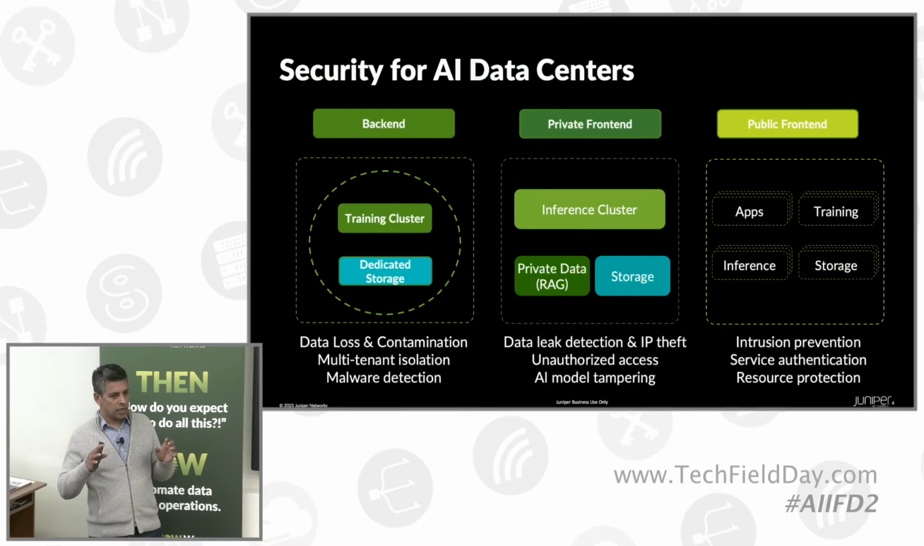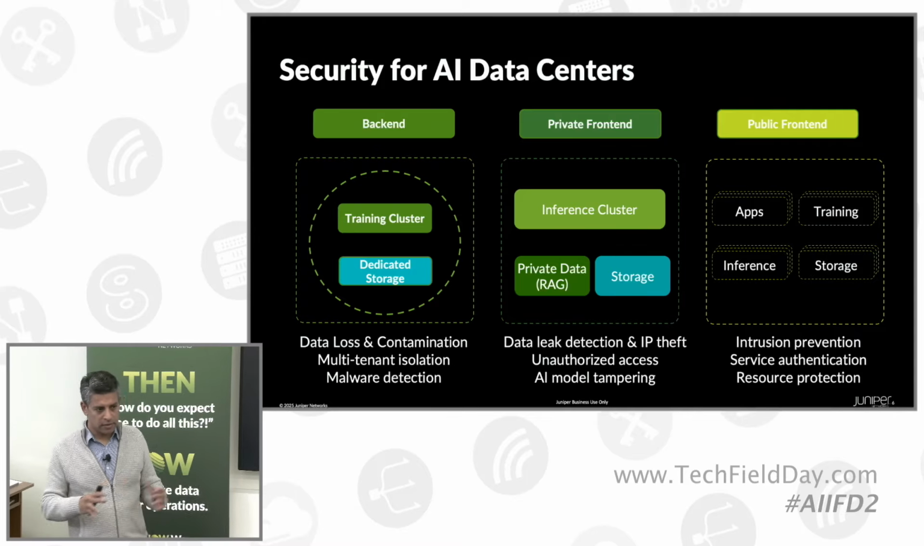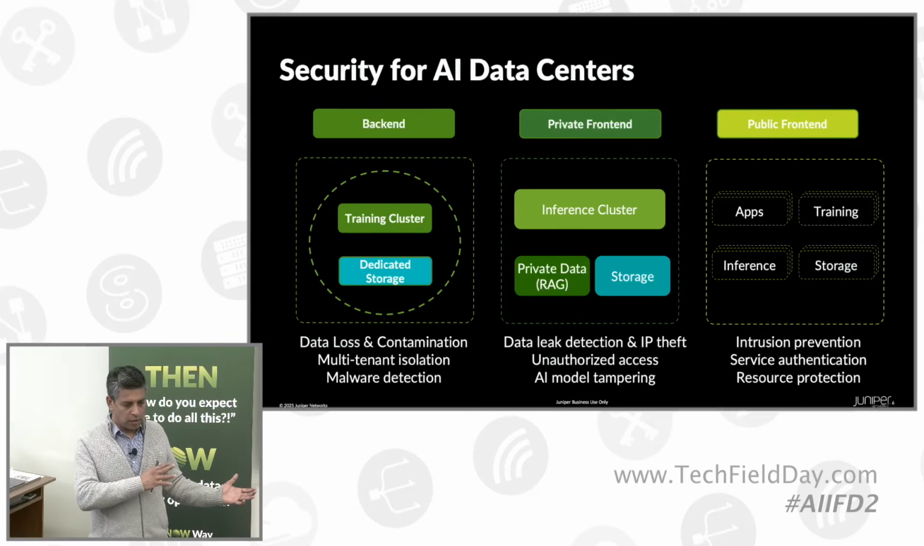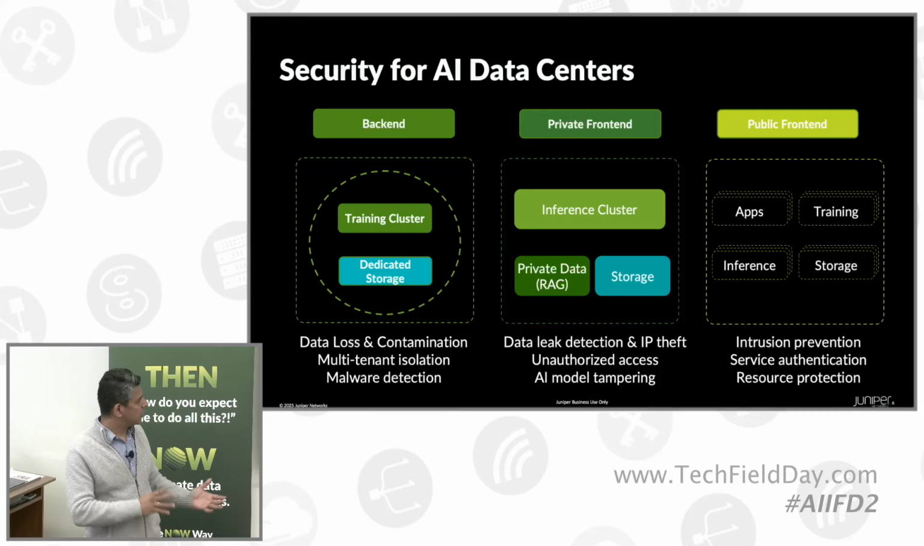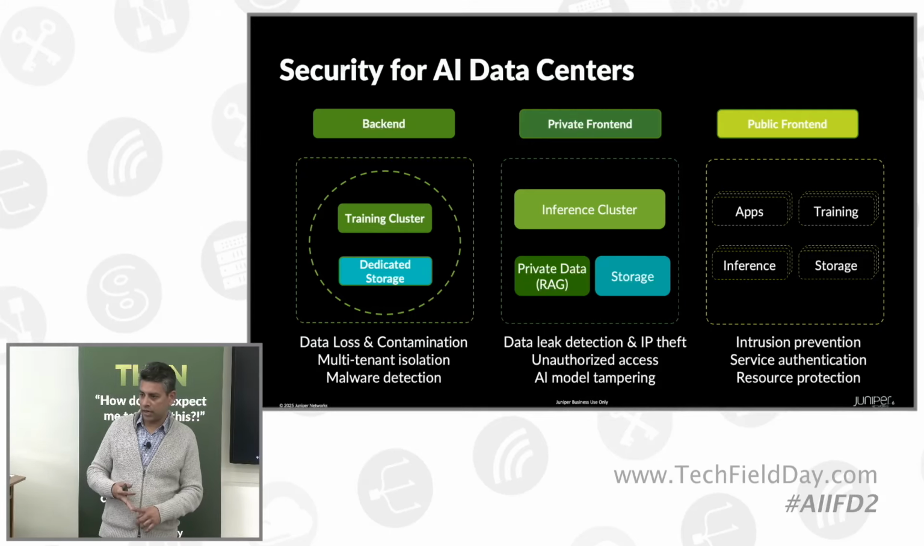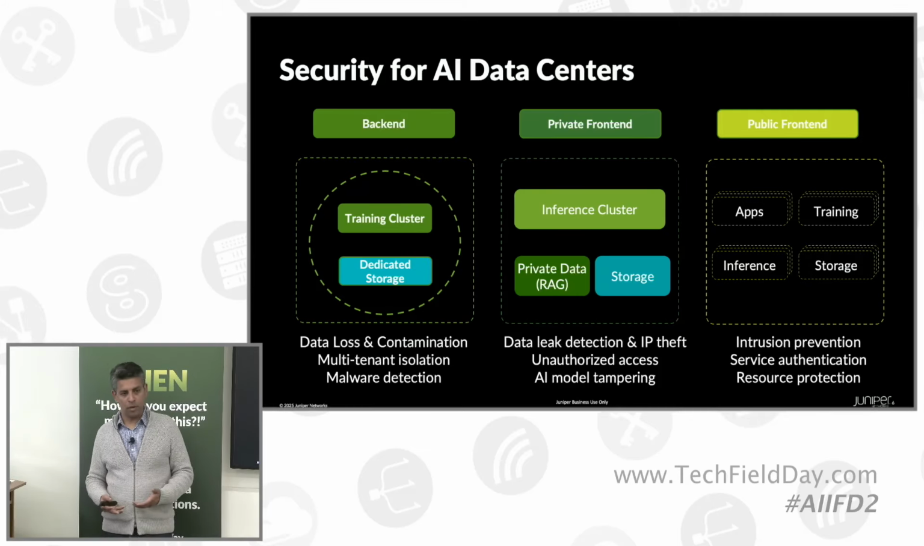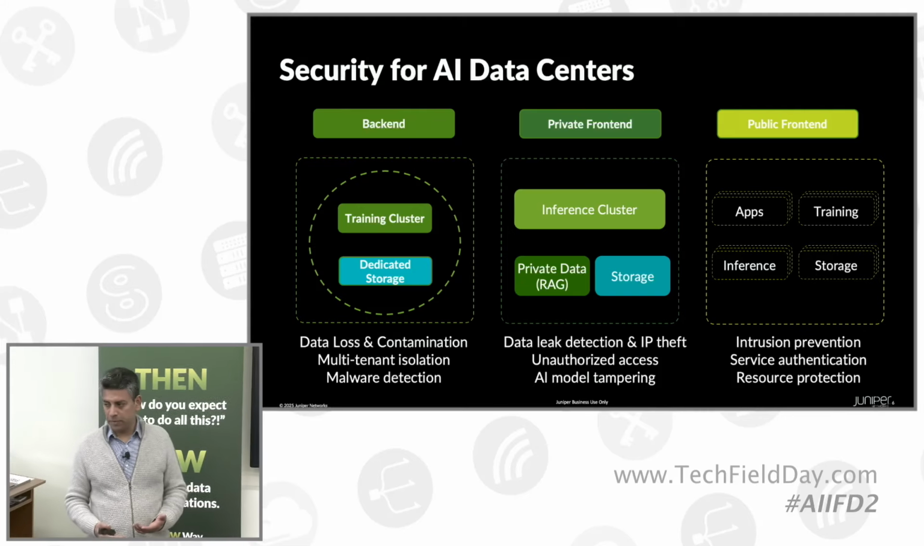When it comes to security for AI data centers, I'm just using this slide to level set. You've essentially got your back-end networks, you've got your private front-end networks, and your public front-end networks. When we break these down and look at some of the different security use cases that show up there, you've got things like data loss, data contamination in the back-end networks. You don't want intermingling of data. That's where the multi-tenancy piece comes in.